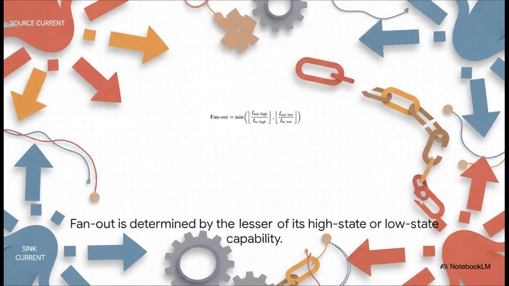So how do we know the limit? It's all about current. When an output is high, it has to source current. It's actively pushing electricity out. When it's low, it has to sink current. It's pulling electricity in. A gate can usually do one of these things better than the other. And your fan-out? It's limited by whichever one is the weaker of the two. It really is a case of a chain only being as strong as its weakest link.